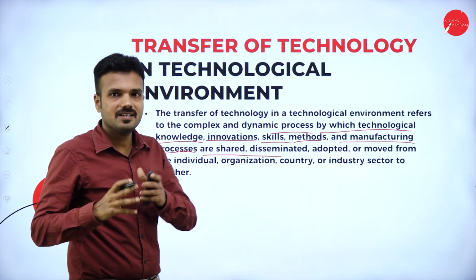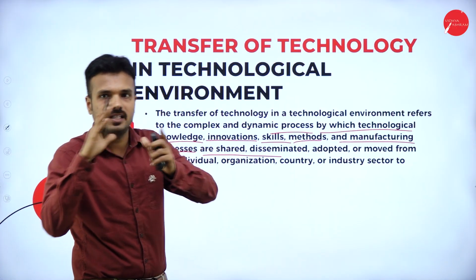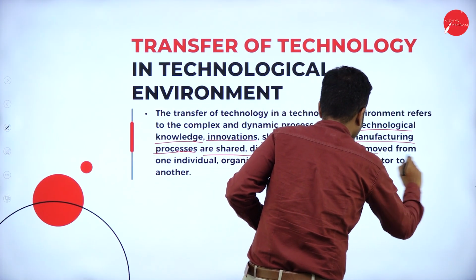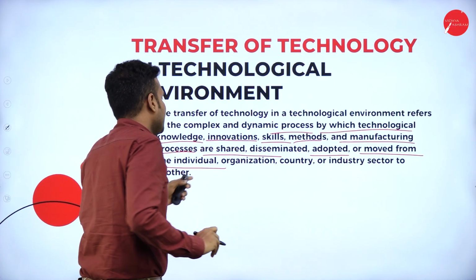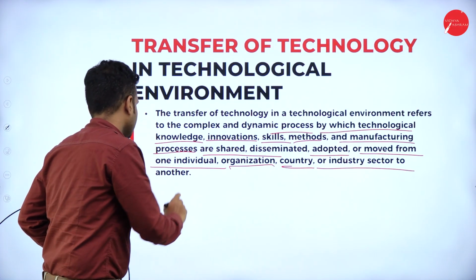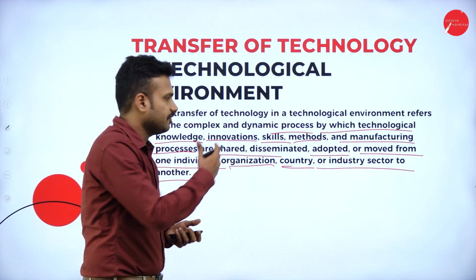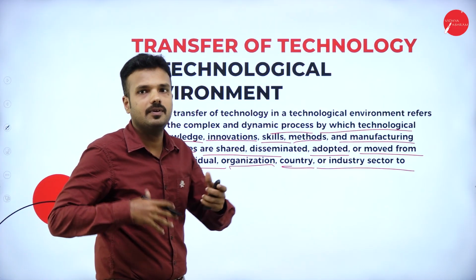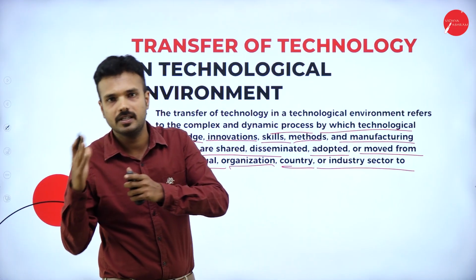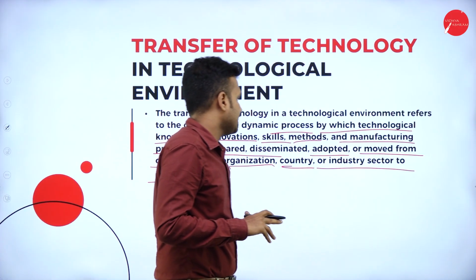Okay, so see what happens. All these things get shared from one place to another place, one person to another person, or one entity to another entity. They are shared, adopted, and moved from one individual, organization, country, or industry sector to another. So whether it is knowledge, innovation, skill, method, or technology that gets transferred from one particular place to another, one country to another country, that process we call technology transfer.